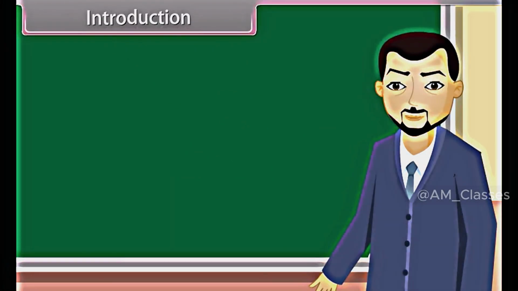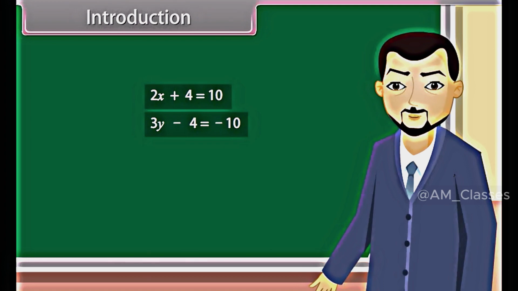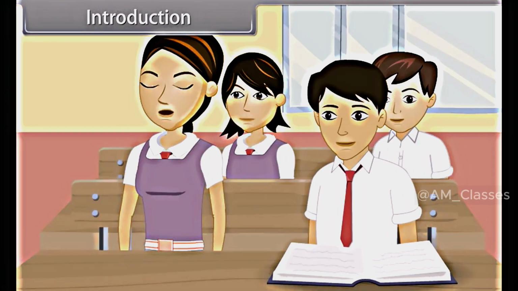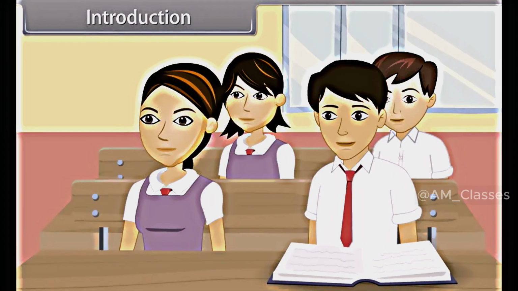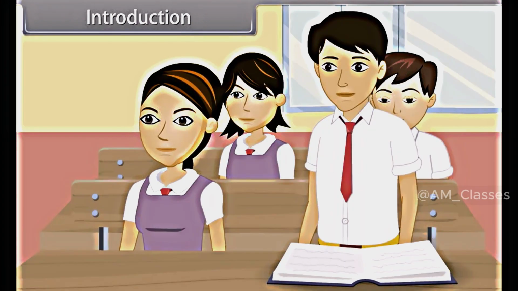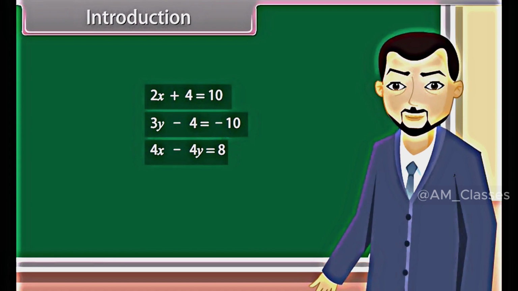Introduction. Students, look at these equations. What type of equations are these? These are linear equations. Good. And what type of equation is this? This is also a linear equation. You're right. This is also a linear equation. But it has two variables. So it's a linear equation in two variables. Today we will learn about the pair of linear equations in two variables.